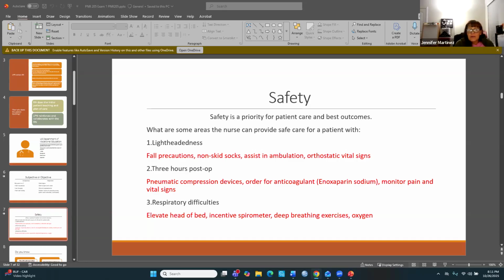Pain is another big post-op concern, right? Monitoring their pain, making sure that we are providing effective pain management. And vital signs, right?